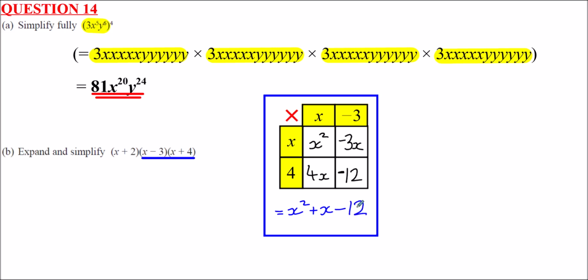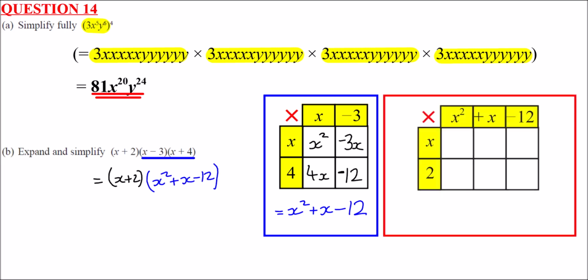I now take that and multiply that by the x plus 2. So this becomes x plus 2 multiplied by x squared plus x minus 12. We can make another grid for this and do the same method again. So doing a grid here, this time have 3 columns for these 3 terms and 2 rows for these 2 terms, something like this, and then expand out in exactly the same way.